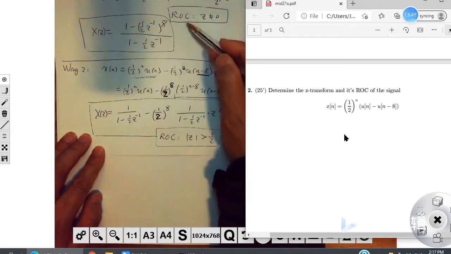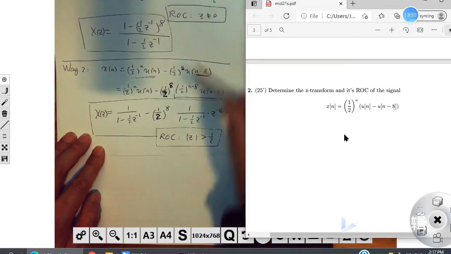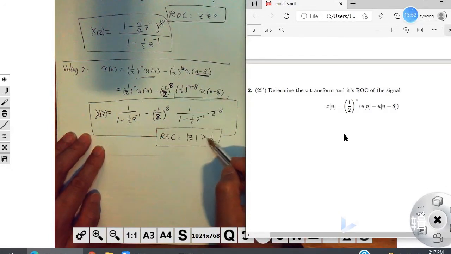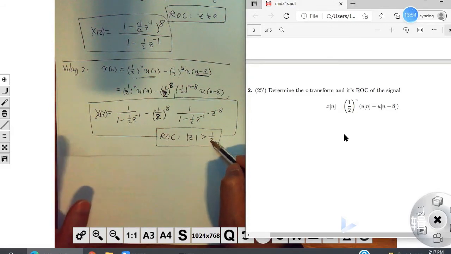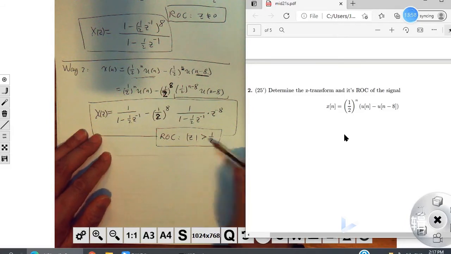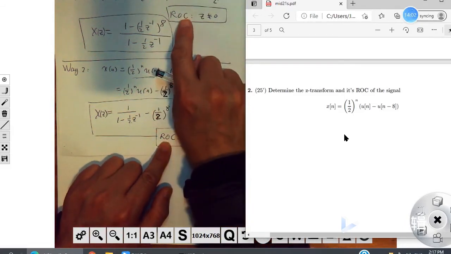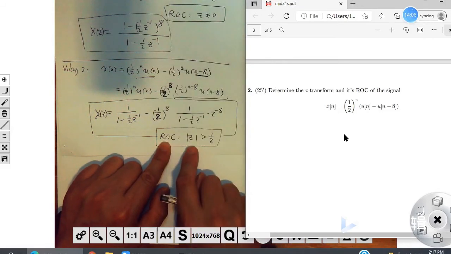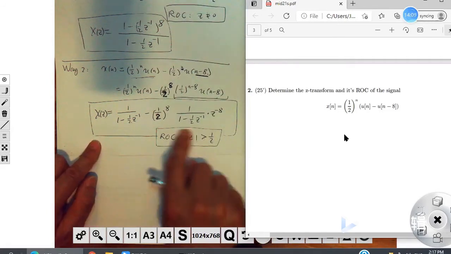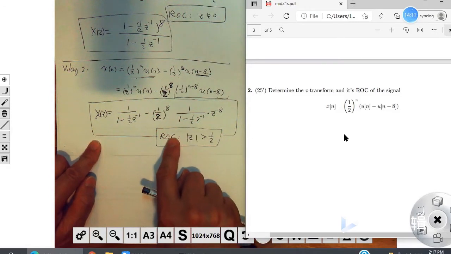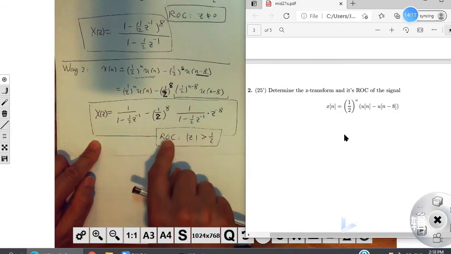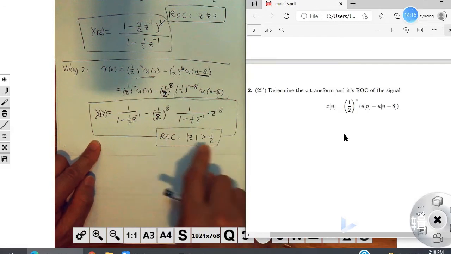You see, this RC is z not equal to 0. This RC is z larger than 1/2. What is the problem? Which one is correct? You can say both are good. Why? This RC is a part of that. This one is larger and contains this one, so this one is also inside the RC. You can say this is a part of the RC.